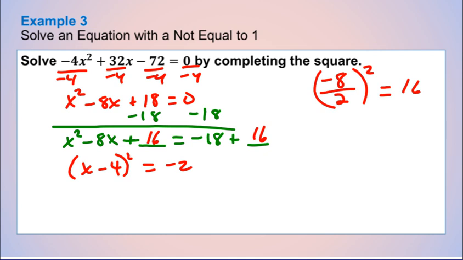Now, to undo a square, I find the square root of both sides. But I cannot find the square root of a negative number because there's not a number I can multiply by itself to give me a negative. So once you have a square equaling a negative number, the answer is always no solution. We cannot solve it from there.